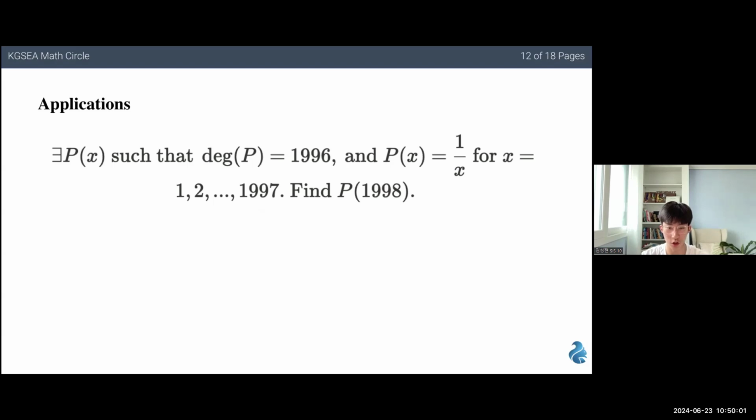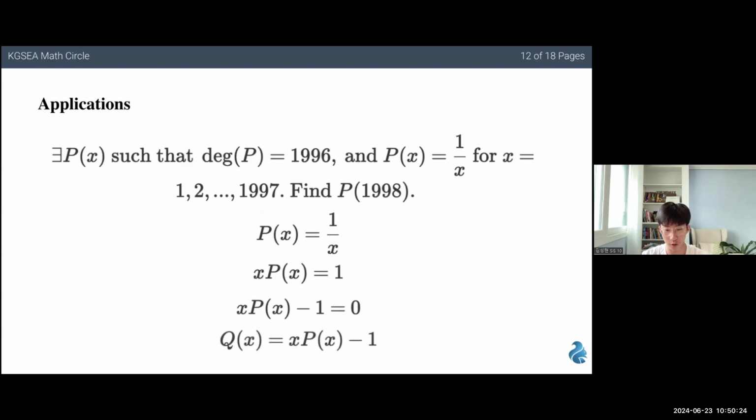So first of all, let's just express the given condition here, which is true for 1, 2, all the way to 1997. And the problem here is that this isn't a polynomial because we have a 1 over x term. So to solve that issue, we just multiply x to both sides. And then after subtracting 1 from both sides, you get this expression. We'll also define this to be equal to q, similar to what we did in the last exercise.